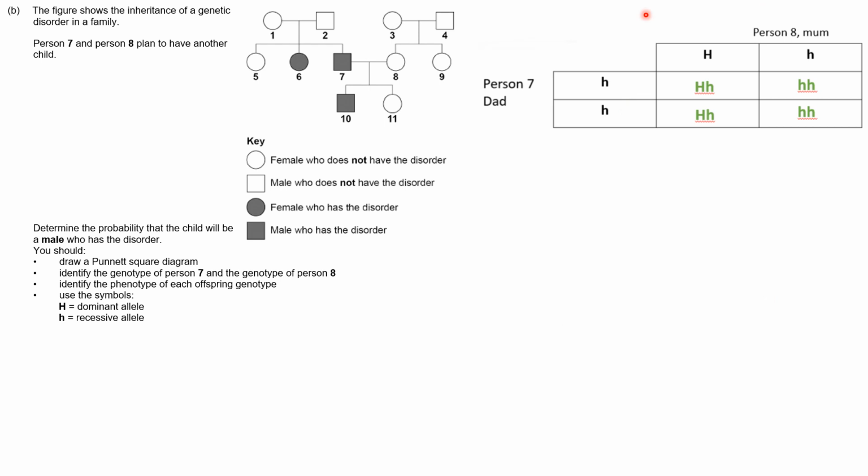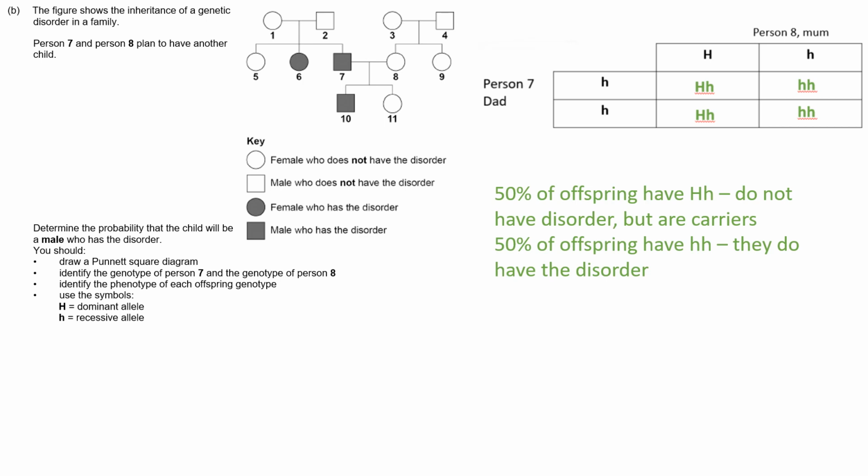So I've put our little Punnett square up in the corner that we've just produced, and I'm going back to that list of things I needed to do. So I'm making it explicit. 50% of the offspring have the genotype capital H, lowercase h, so they do not have the disorder, but they are carriers. So I'm identifying the phenotype there, the presentation. They don't have the condition. But 50% have lowercase h, lowercase h, so they do have the disorder. So I'm making their phenotype very explicit there. They are presenting as having this condition.